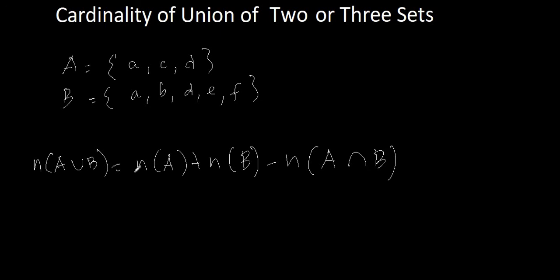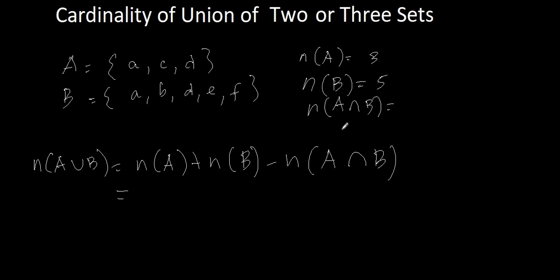Okay, so to find the cardinality of the union, we need information about the cardinalities in our formula. So let's determine the cardinality of set A, by counting the number of elements in set A. So there are three elements for set A. Cardinality of B, how many elements are in set B? 1, 2, 3, 4, 5. So we have 5 elements. And let's determine the number of elements for A intersection B.